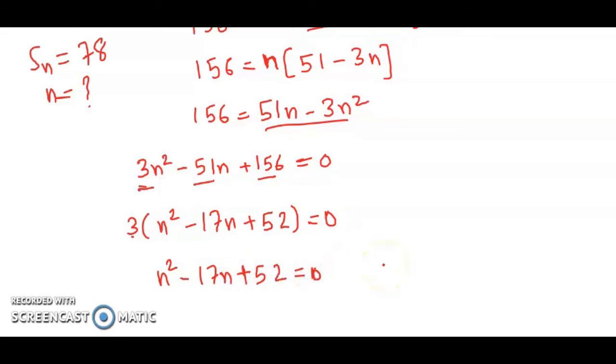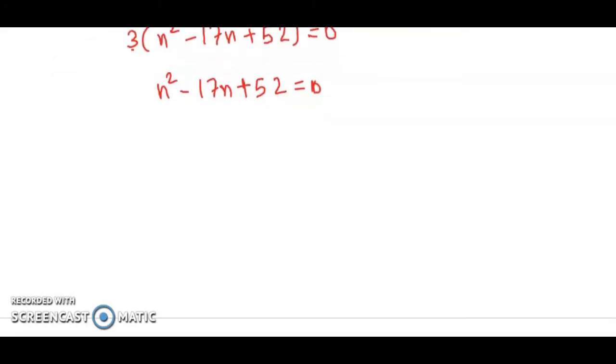Now if you solve this quadratic equation, we will get the value of n, and we can solve this equation by splitting the middle term. Here we have to find two numbers whose sum is minus 17 and product is 52. So those two numbers will be 13 and 4, so n square minus 13n minus 4n plus 52 equal to 0.